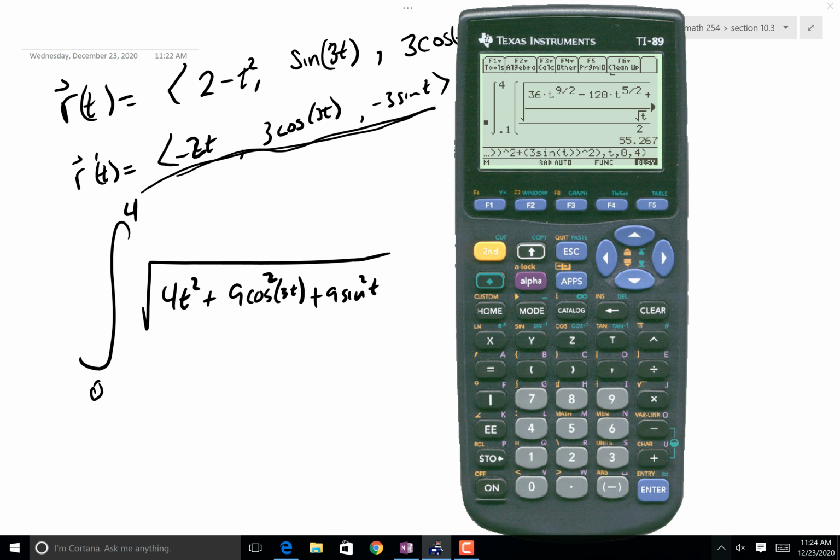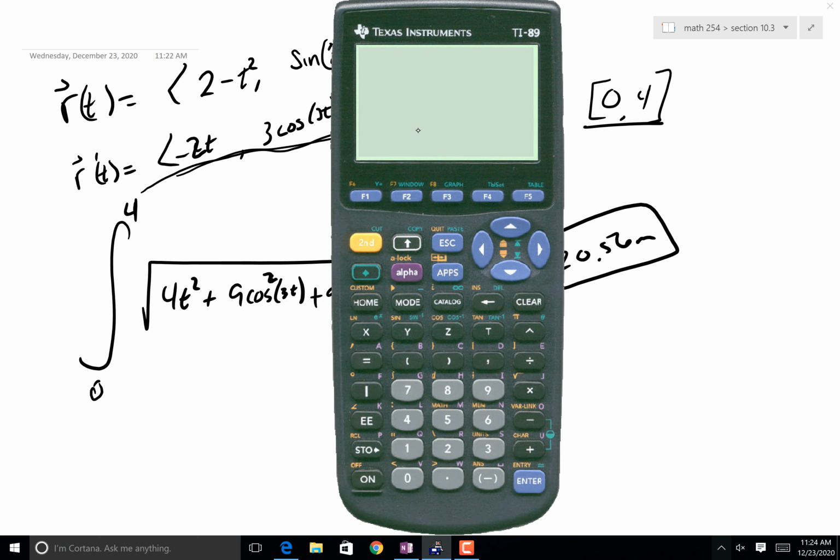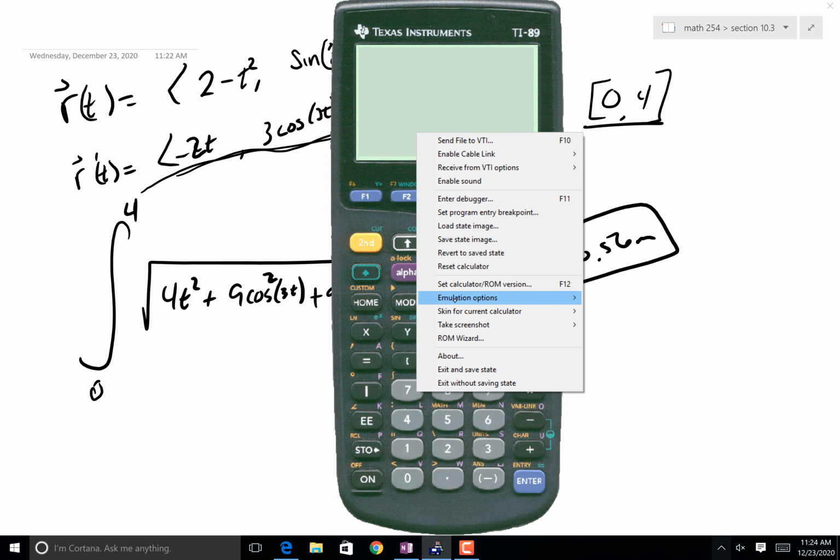And this one wasn't as bad because it didn't have that stupid denominator in it, but it's still not good. So again, if you want, just click on it. Emulator options, unrestricted. Boom, 20.56. And that is how far we would have traveled, assuming that was in meters. Okay. And then again, as promised, that's going to shut itself off.